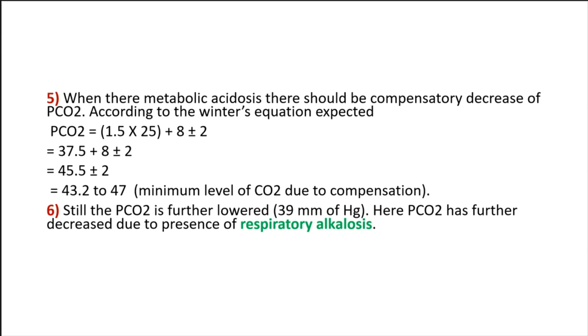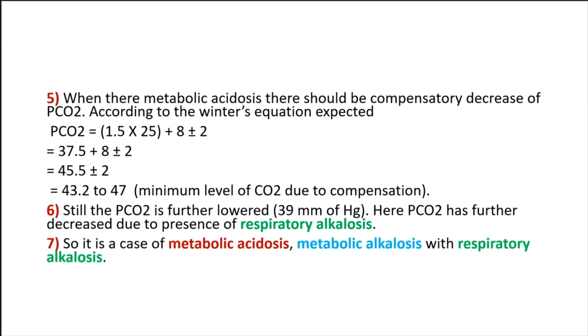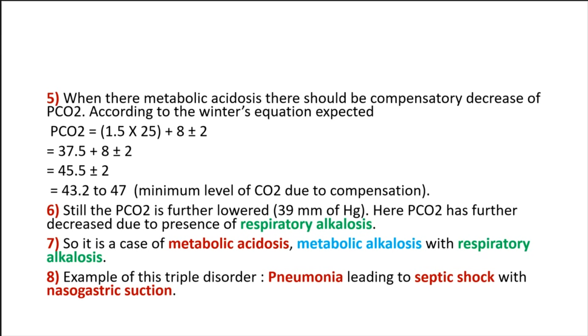Here PCO2 has further decreased due to presence of respiratory alkalosis. 7. So it is a case of metabolic acidosis, metabolic alkalosis with respiratory alkalosis. 8. An example of this triple disorder is pneumonia leading to septic shock with nasogastric suction.